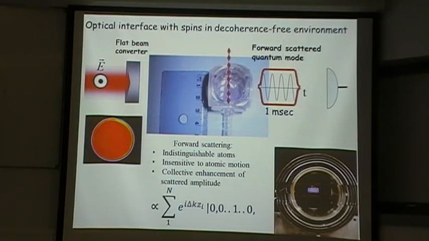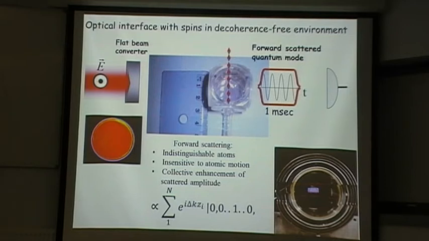Now, what we should also emphasize here is that all those atoms contribute to this forward scattering in a non-distinguishable way, which means that the entanglement is with the collective spin of this whole thing. So the atoms move around as they wish, but we are mapping the quantum state of those forward scattered photons on the collective state of all those atoms.